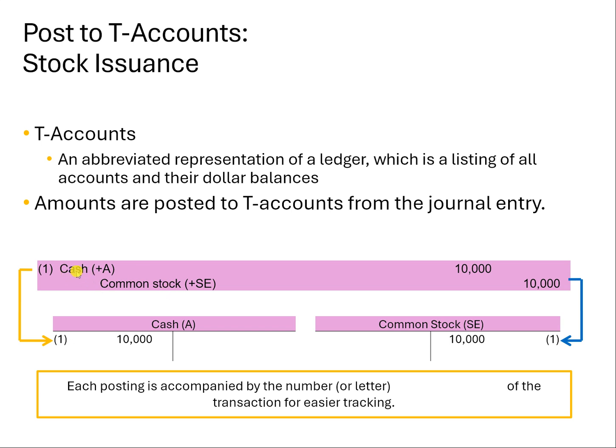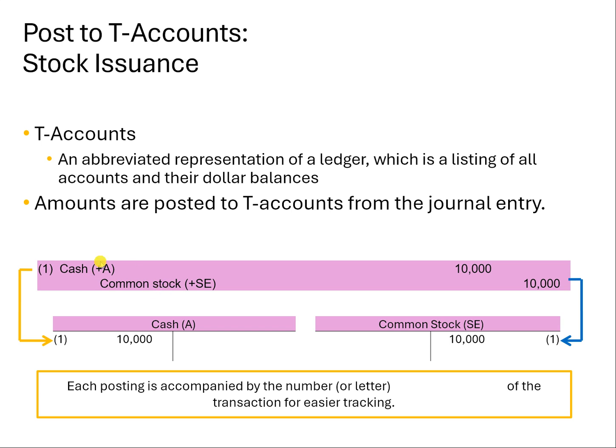But in this case, we debit cash and credit common stock. See this journal entry, it's indented, okay? The purpose of the indentation is to differentiate a debit and a credit. First we start with the debit. If it's indented, that must be a credit.